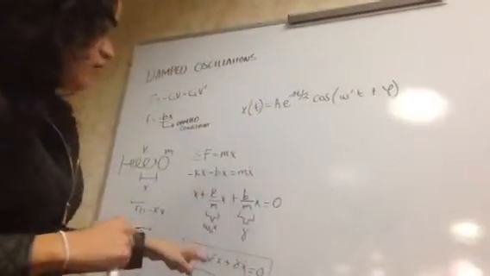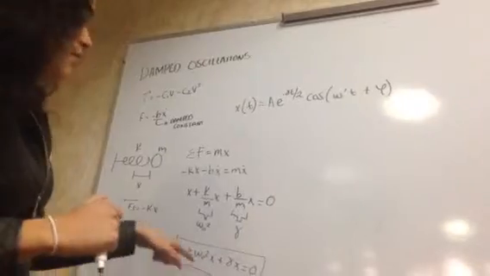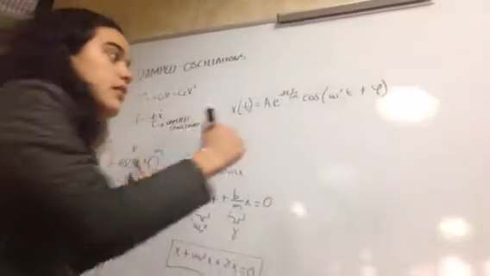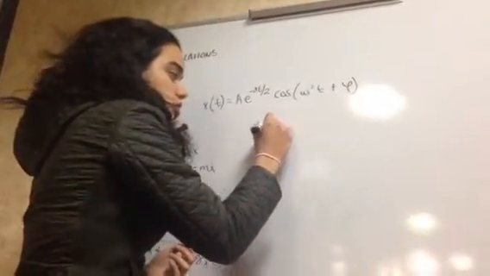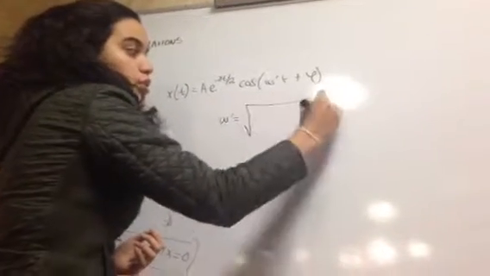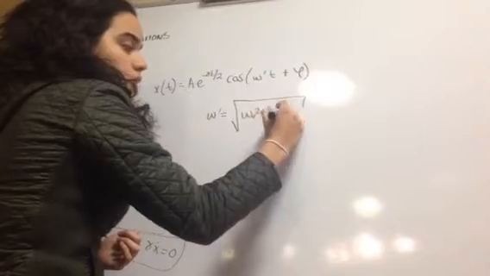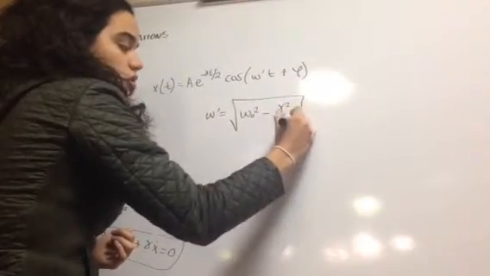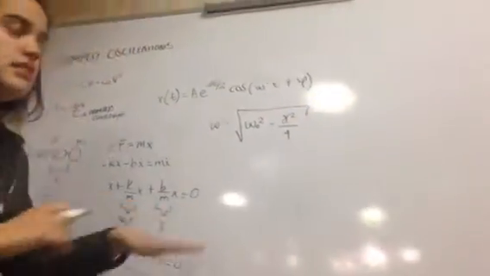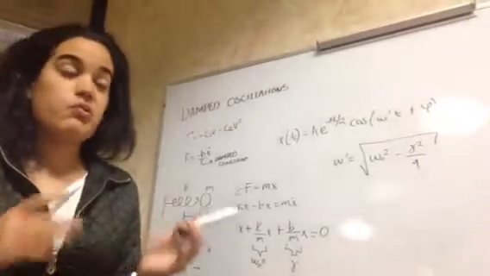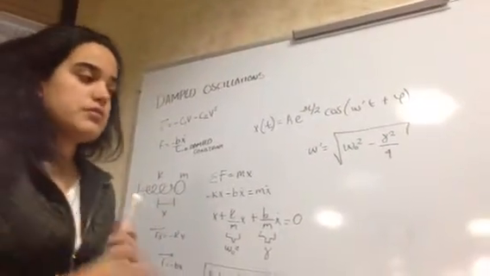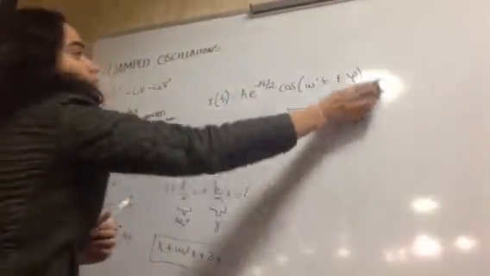Also, we have another equation that relates omega initial and omega prime, and that equation is omega prime equals the square root of omega initial squared minus gamma squared over 4. And these are the equations that we are going to use to solve problems. Let's solve a quick problem.